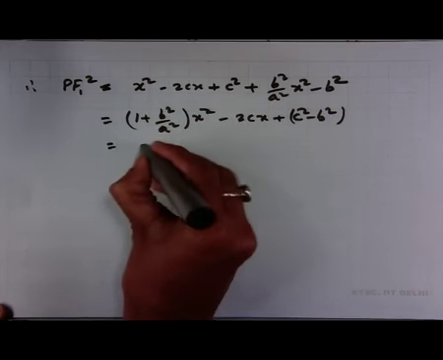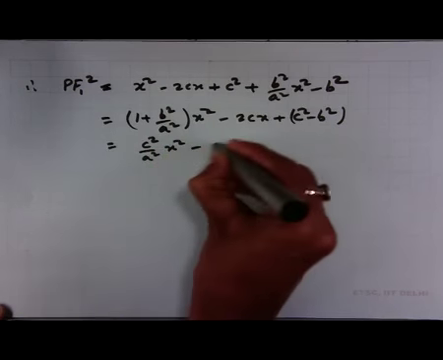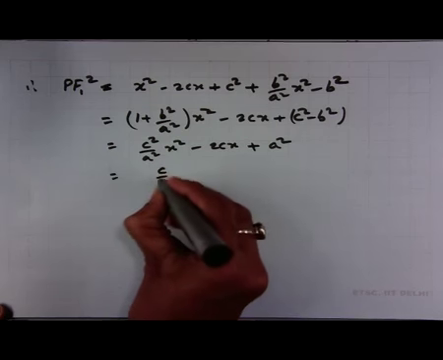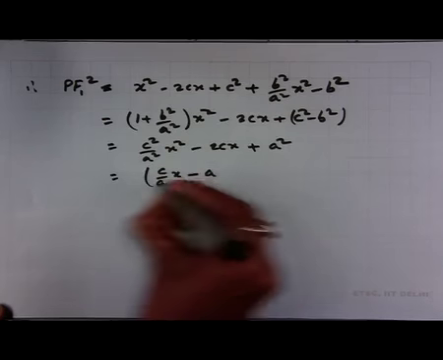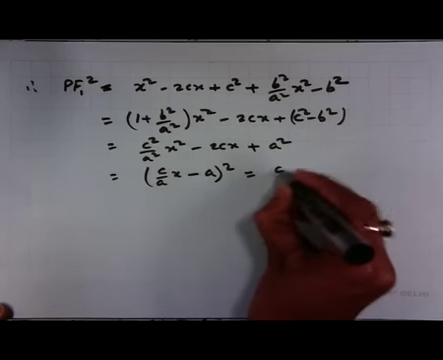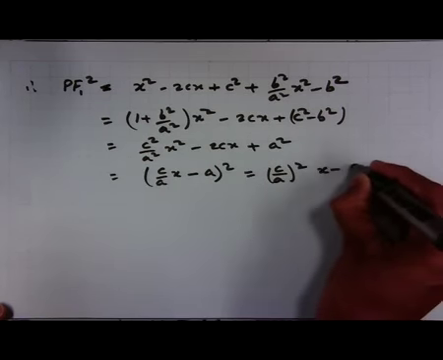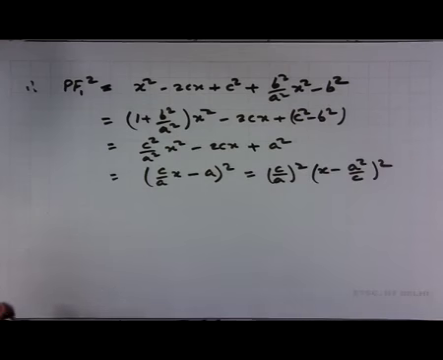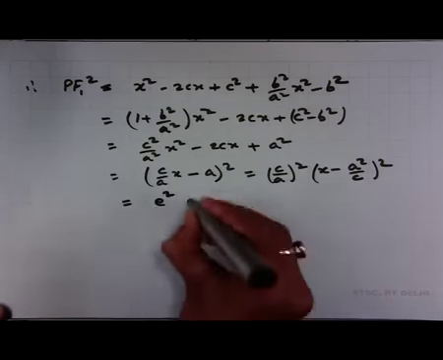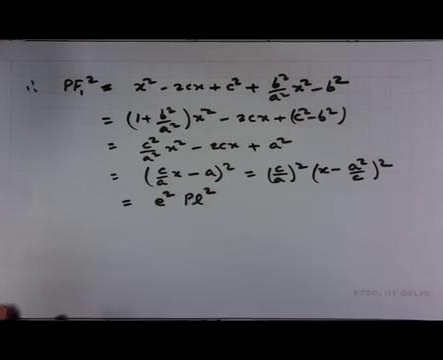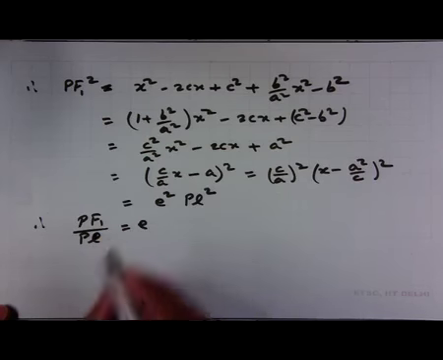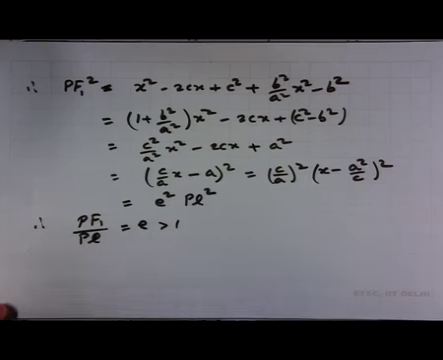but a square plus b square is c square. So, this is c square by a square x square minus 2 c x plus c square minus b square is a square. So, this can be written as c by a x minus a whole square, which again I can put c by a out. So, c by a square times x minus a square by c whole square. Since c by a is eccentricity E, this is E square times P L square. So, therefore, P F 1 by P L is equal to E, which is greater than 1 in the case of hyperbola.